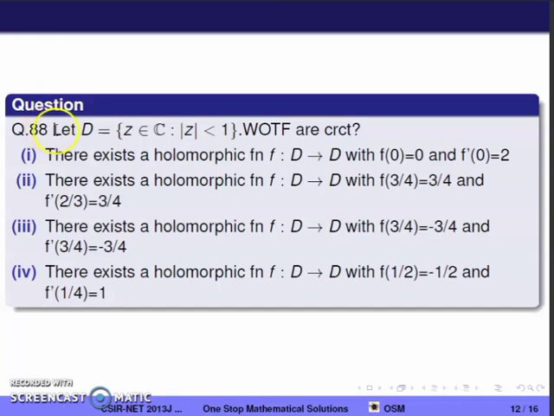Next, question 88. Let D be the set of all z in C such that mod z is less than 1. Which of the following are correct? So we have been given a domain. We have to check which of the options are correct.